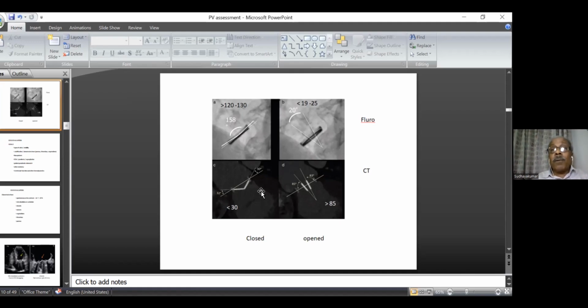Whereas CT is now preferred to this. In CT, the approach is a little different. You draw the annulus plane, and these are two leaflets. Extend these and measure.